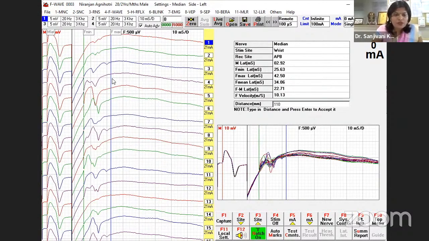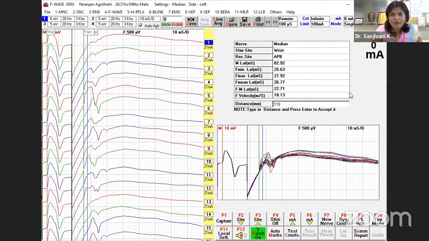And F maximum. Which F wave comes last? For example, this F wave comes last, so we will mark here. Then we will find the difference between these, which gives you the HM minimum and HM maximum. So that we have to notice.